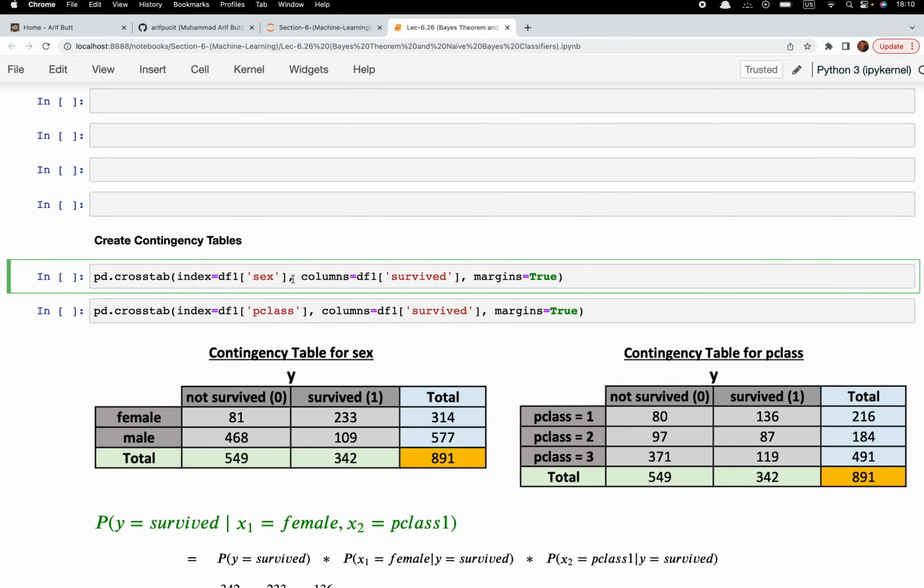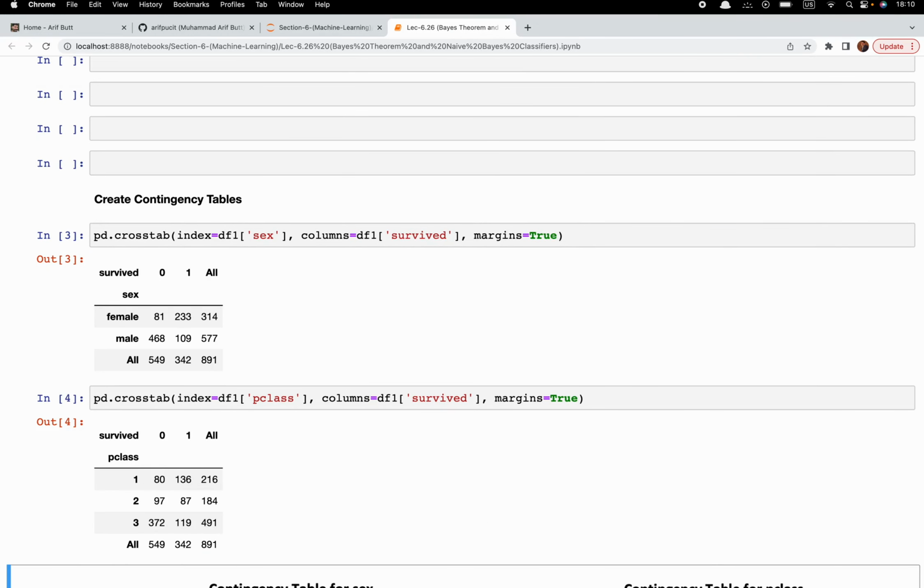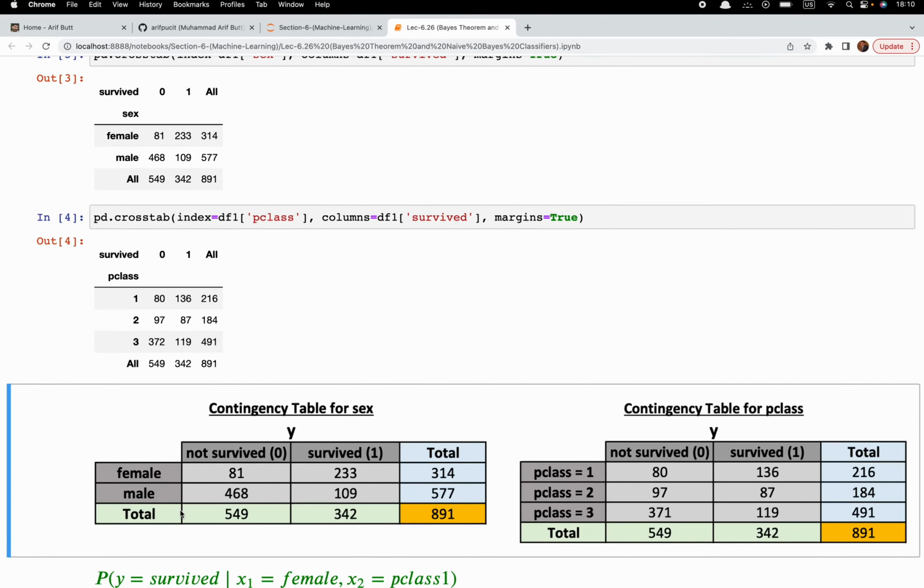So these two cells are using Pandas' crosstab method to construct the two contingency tables for the sex column and the P class column. I have also shown a bigger picture of these two tables for better understanding. So these are the two contingency tables. This is for the sex column and this is for the P class column.